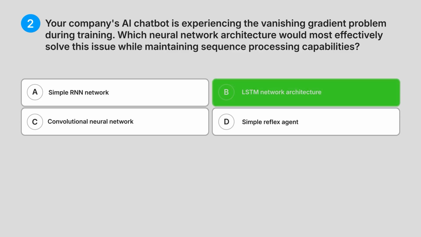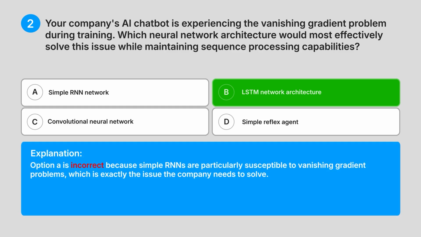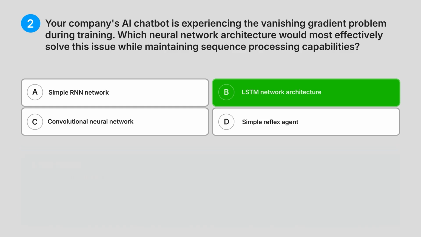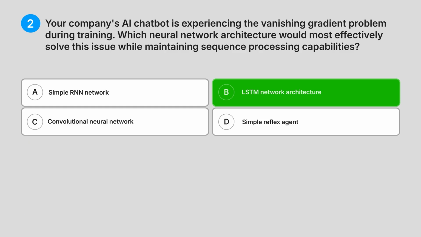Correct answer, B. LSTM network architecture. Explanation. Option B is correct because LSTM networks use memory cells and gates specifically designed to handle vanishing gradient problems while processing sequential data like conversations. Option A is incorrect because simple RNNs are particularly susceptible to vanishing gradient problems, which is exactly the issue the company needs to solve. Option C is incorrect because CNNs are optimized for grid-like data such as images, not sequential conversation data that chatbots process.